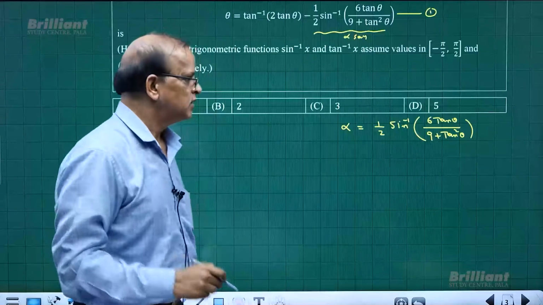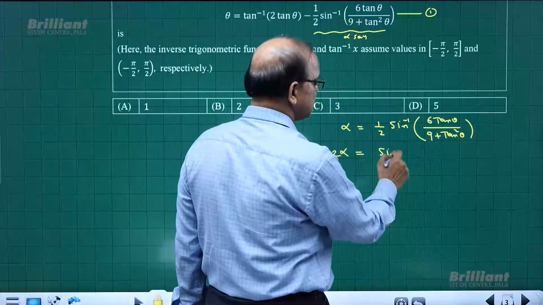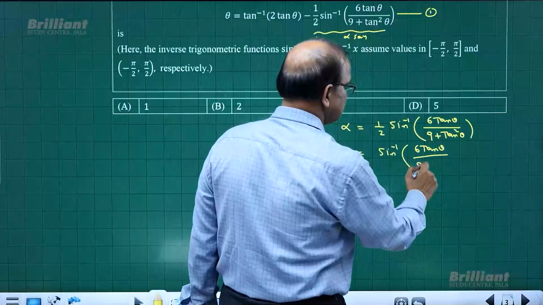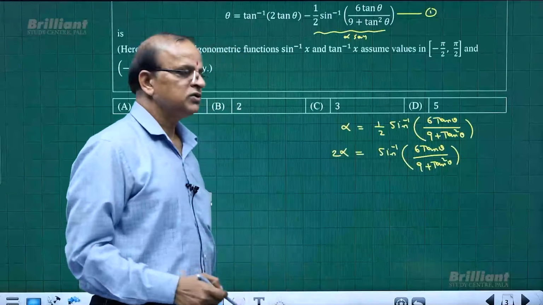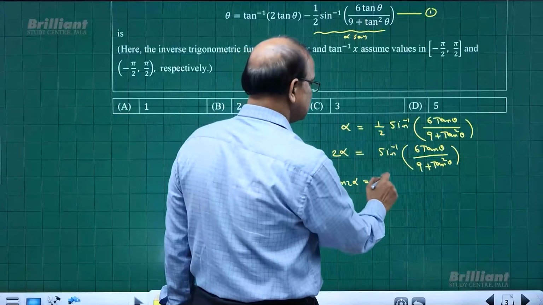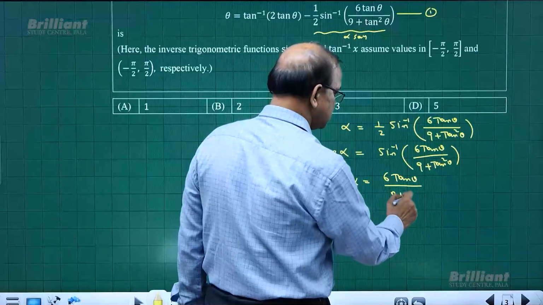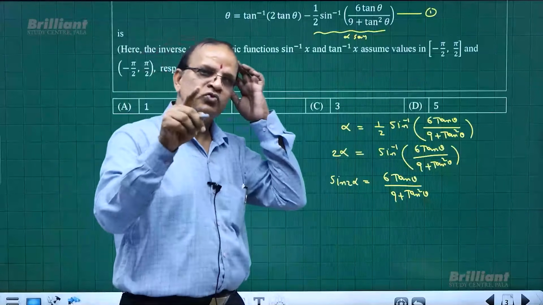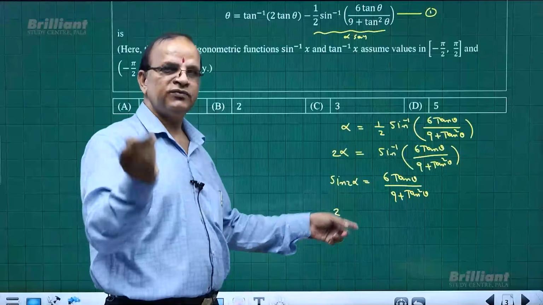9 plus tan squared. So 2 alpha is equal to sin inverse of 6 tan theta by 9 plus tan square theta, right? Now this sin 2 alpha is equal to 6 tan theta by 9 plus tan square theta. Okay. Now sin 2 alpha, you know, is 2 tan alpha by 1 plus tan square alpha. So you write this in terms of tan.